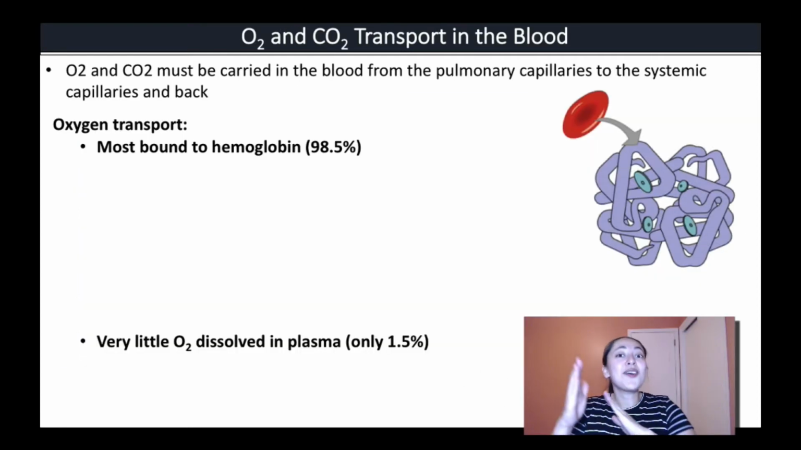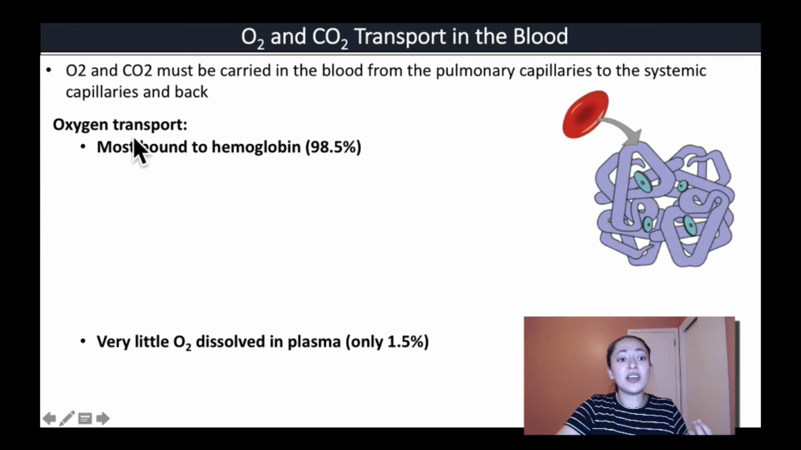So we've talked about the factors that influence the diffusion of oxygen and carbon dioxide in and out of the blood. And now let's look at how oxygen and carbon dioxide are actually transported in the blood. This is going to be really important because oxygen and carbon dioxide must be carried in the blood from the pulmonary capillaries to the systemic capillaries and then back again. And oxygen and carbon dioxide are going to be carried a little bit differently because, as I mentioned just previously, carbon dioxide is a lot more soluble in blood than oxygen is.